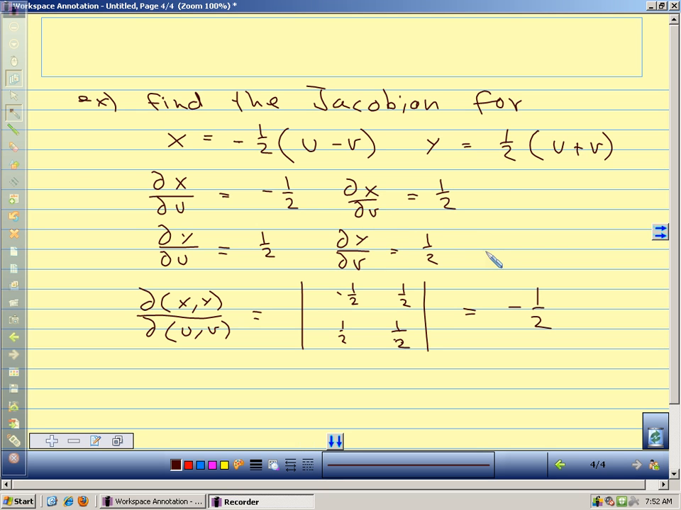So the process of calculating a Jacobian is pretty straightforward. We just calculate our partial derivatives and put them into this determinant. So let's look at one that's just a little more complicated. Any questions before we move on? And then we'll do an example where we actually do an integral. Okay.